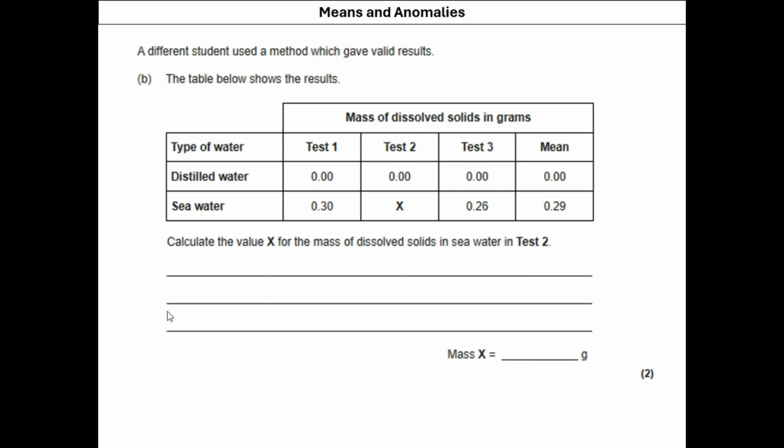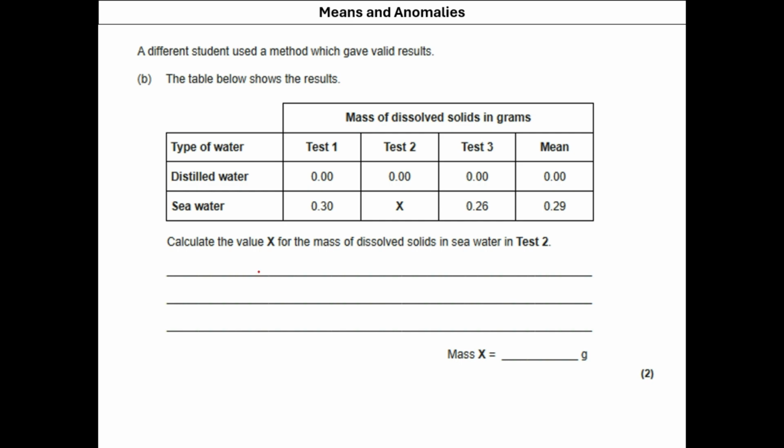Now, final question I'll show you. A little bit different. So a different student used a method which gave valid results. So again, does not matter what the experiment is. We are being asked to calculate the value x. Well, we've got the mean. We're being asked to calculate one of the values that actually contributed to the mean. That's quite an extra bit to do. But if I write it out in the same way, I can figure this out.